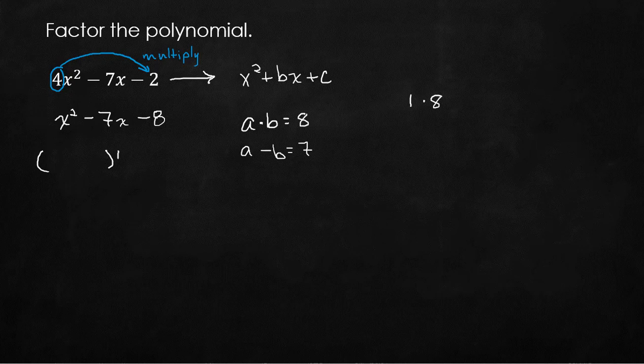So setting up my parentheses here, and just like the rules we used in previous examples, this sign tells us that these two symbols are going to be different. So we're going to have a plus and a minus in here. And then this symbol tells us the larger value. So my larger number between 1 and 8 has to go here.